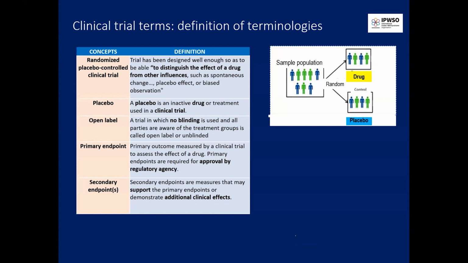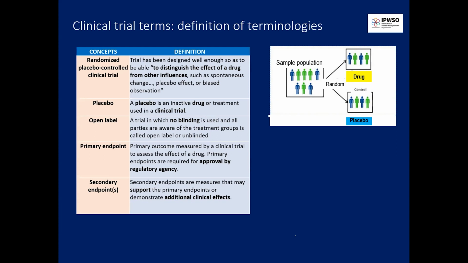So what is a placebo? It's an inactive drug that is indistinguishable from the drug that is used in a clinical trial. By opposition, an open label is a trial in which no blinding is used, so all the parties are aware of the treatment that is being administered. Usually it's the drug. And very often, a randomized placebo-controlled trial is going to be followed by an open label phase, so that it gives the opportunity for all participants of the clinical trials to receive the drug.